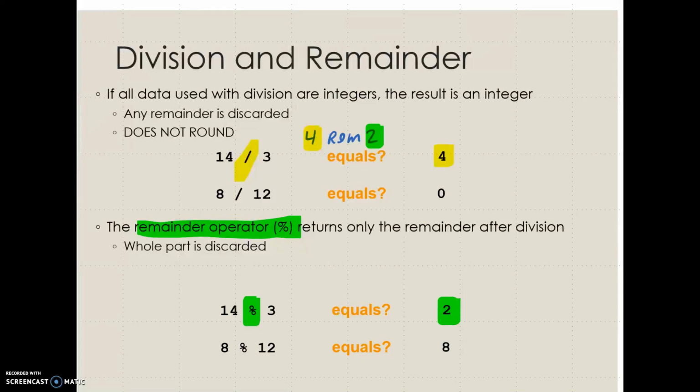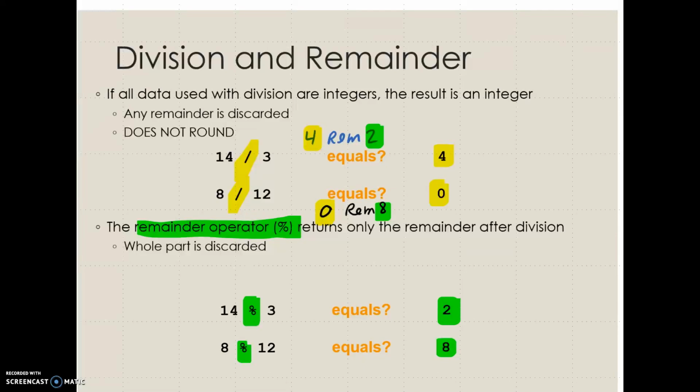Now, if I look at my next problem, when I'm trying to see how many times 12 goes into 8, that would be like saying I'm trying to make groups of 12 and I only have 8 items. So how many groups of 12 can I make? Well, I can't make any groups of 12. So I have 0 groups of 12 and I have 8 left over waiting to be paired up. So in this case, when I do a division, my answer is 0. And if I were to do the same problem with modulus, since there are 8 that are still left over, that would be my answer there.